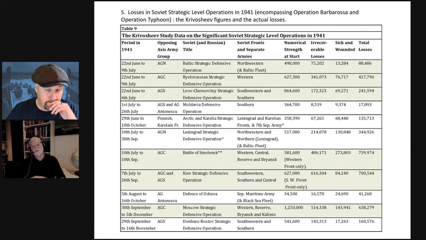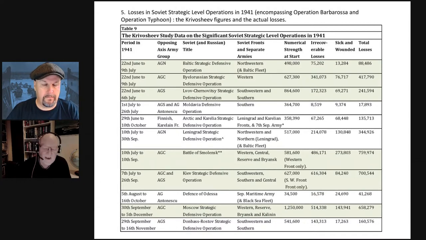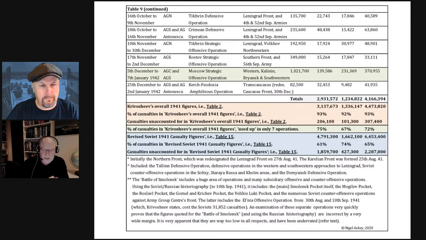That includes the clearing of the Baltic states, the whole of Army Group North, bloody fighting across the Luga River and encircling Leningrad. I've classified that as not decisive. It was still a massive operation. So even when you include that, all the defenses in Moldavia and battles around Odessa, if you use the Krivosheev data, you've only got 7% to play with. So there's a mismatch between what Krivosheev says the casualties are in individual operations and his total numbers. Those total numbers are taken from table two.